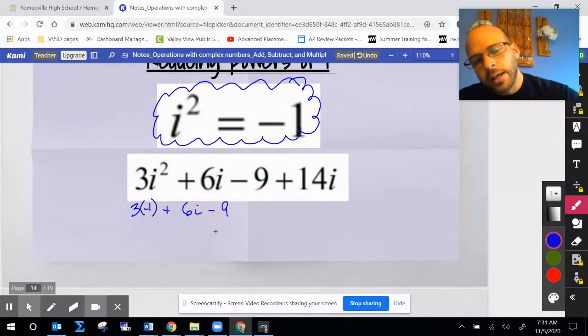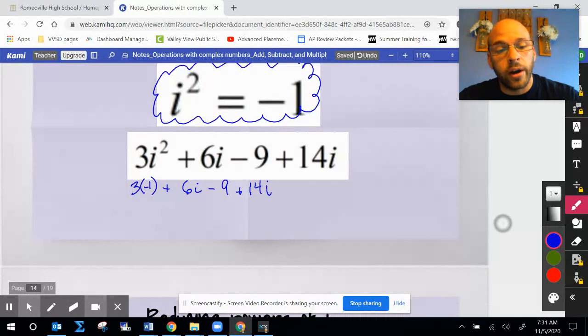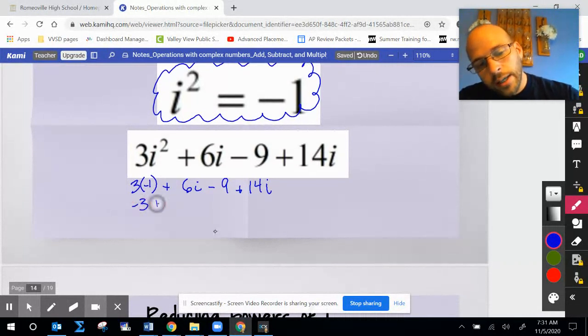6i minus 9 plus 14i. Right? So if you look at that, now we can't change the i's. We can only change the i squareds. So I have a negative 3 plus 6i minus 9 plus 14i.